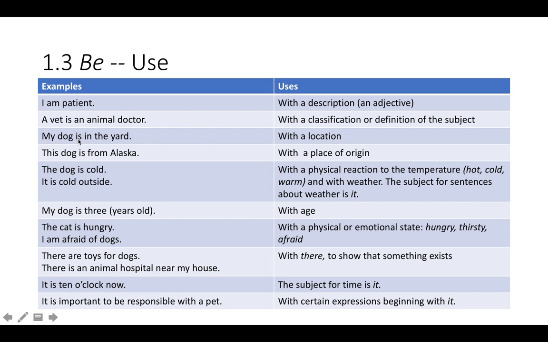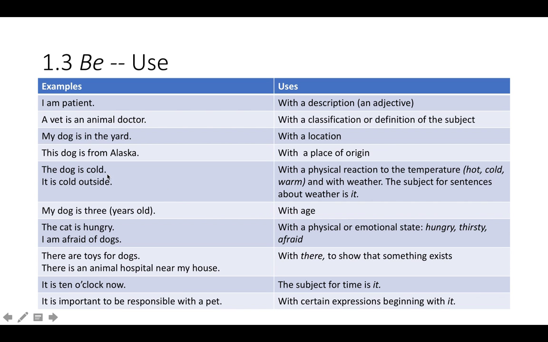My dog is in the yard. This is a location, or when you're talking about where something is, you often use the verb to be. This dog is from Alaska. So with a place of origin, that means that I'm talking about where something came from or where a person came from. I will use the verb to be, like I am from Massachusetts. She is from Vietnam.